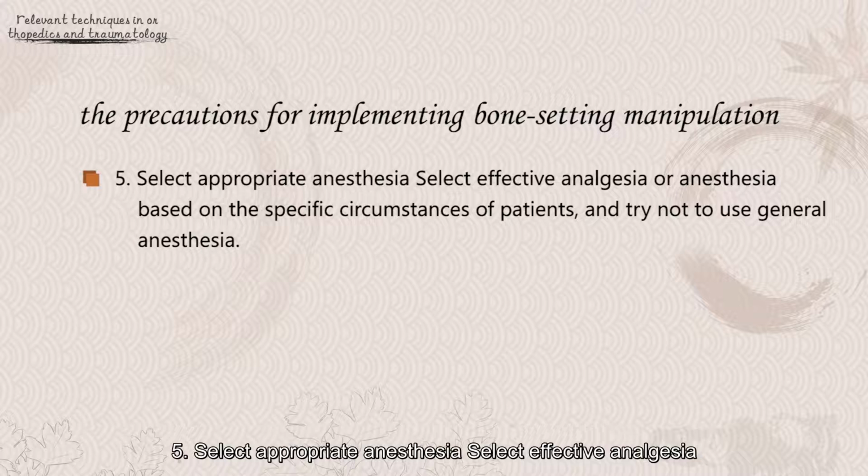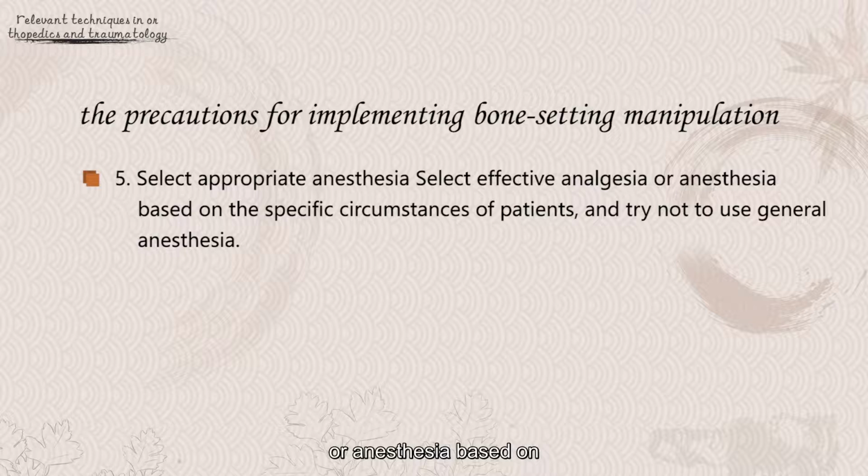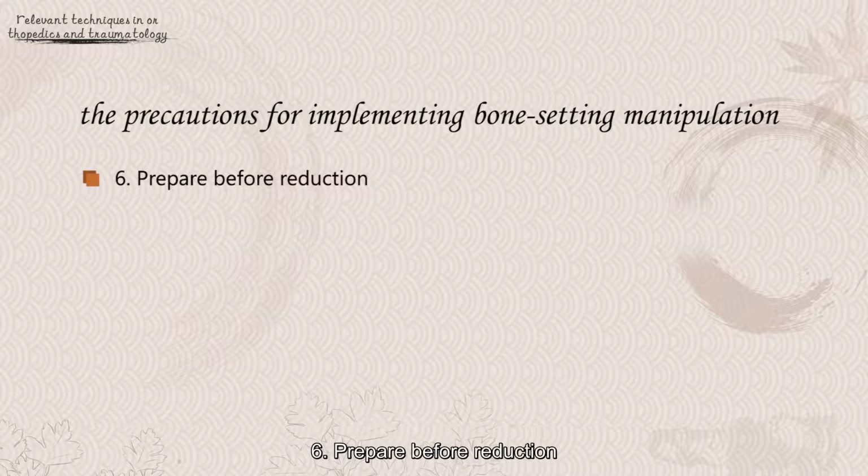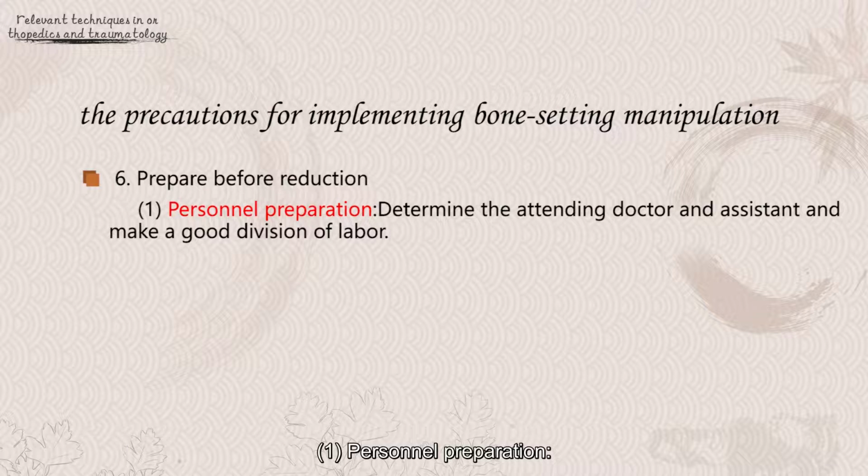So the fifth, select appropriate anesthesia. Select effective analgesia or anesthesia based on the specific circumstances of the patient, and try not to use general anesthesia. The sixth, prepare before reduction. The first is the personnel preparation. Determine the attending doctor and the assistant and make a good division of labor.